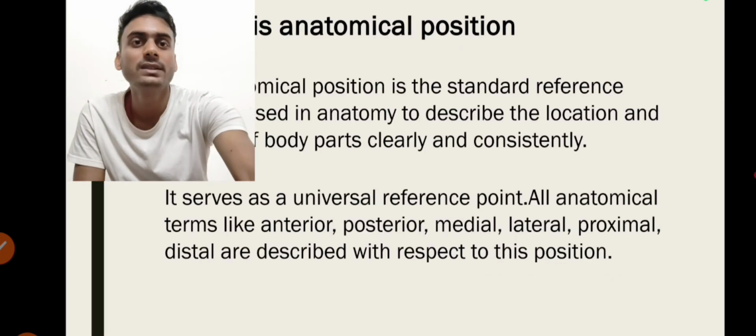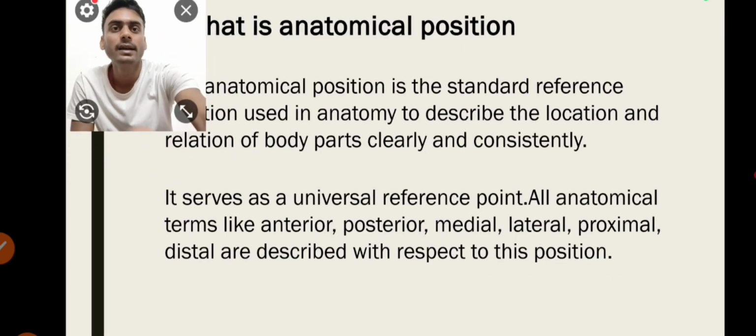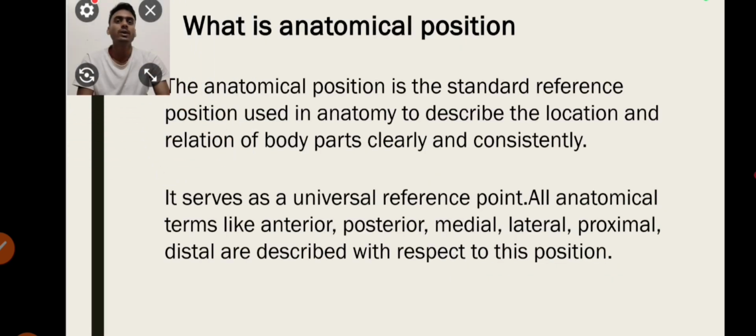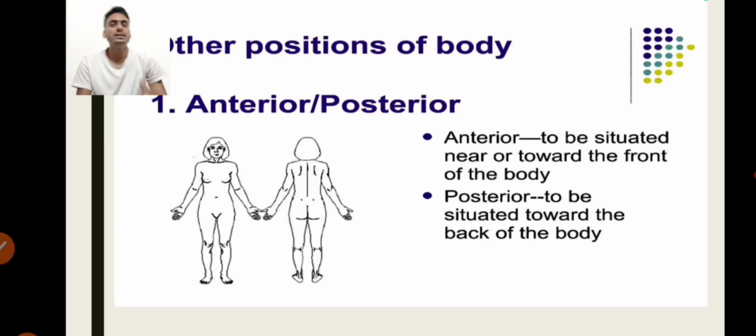First, we discuss what the anatomical position is. The anatomical position is the standard reference position used in anatomy to describe the location and relation of body parts. It serves as the universal reference point. All anatomical terms like anterior, posterior, medial, lateral, proximal, distal are described with respect to this position. So we will discuss them one by one.